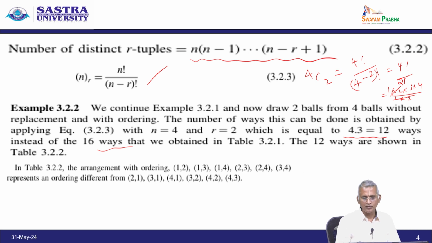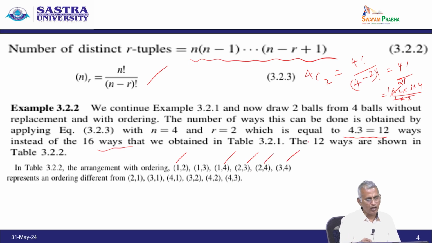So, the 12 ways are shown in the table, that is table 3, arranged in order: first 1 comma 2, next 1 comma 3 and 1 comma 4, 2 comma 3, 2 comma 4, 3 comma 4.